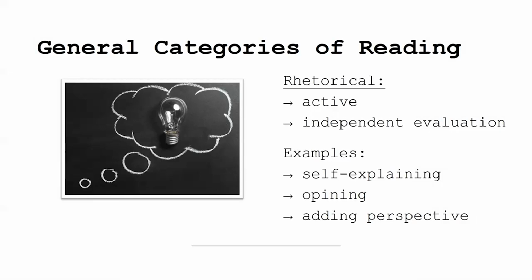Another category of reading is rhetorical. This is another active strategy. It's when you engage in independent evaluation of the text. So again, we'll talk more about these examples. An example is self-explaining, opining, and adding perspective.